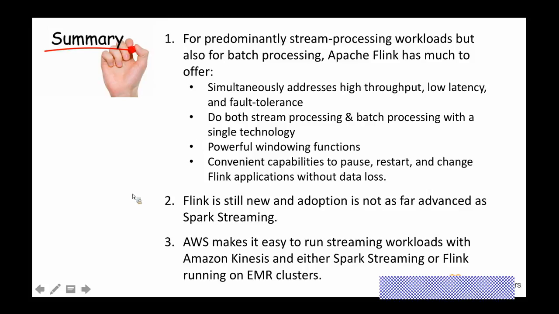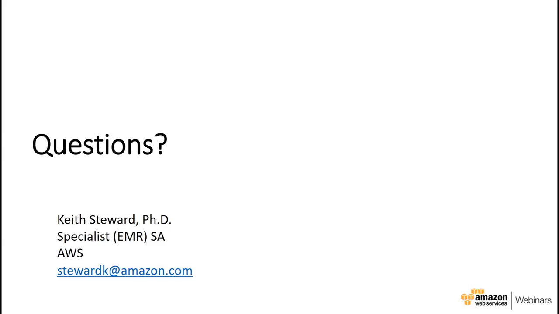Flink's still new, but there is adoption, some serious production adoption. Maybe it's not quite as far along on the adoption curve as Spark Streaming, but it's coming. And as you've seen, AWS makes it easy to set up and run a streaming workload with Amazon Kinesis and either Spark Streaming or Flink. Okay, so I think we're ready for questions.